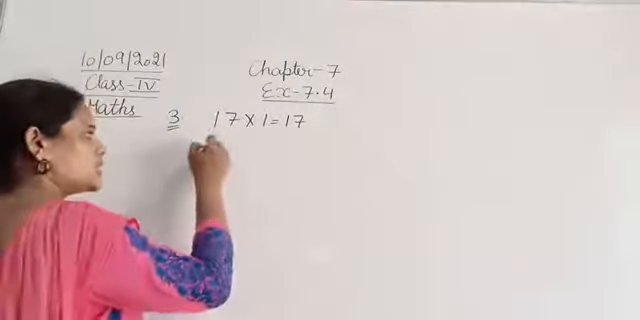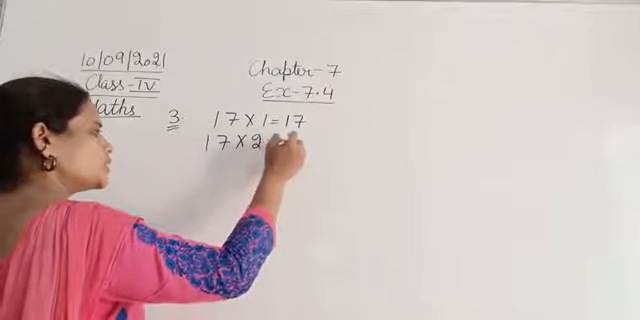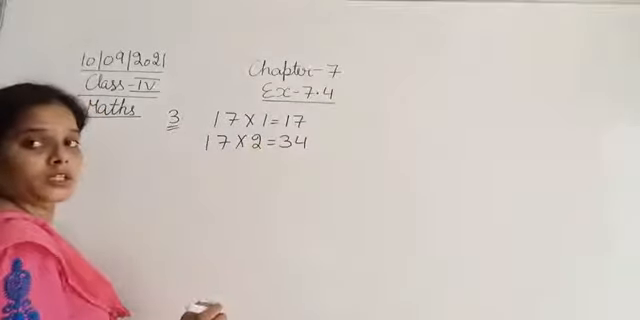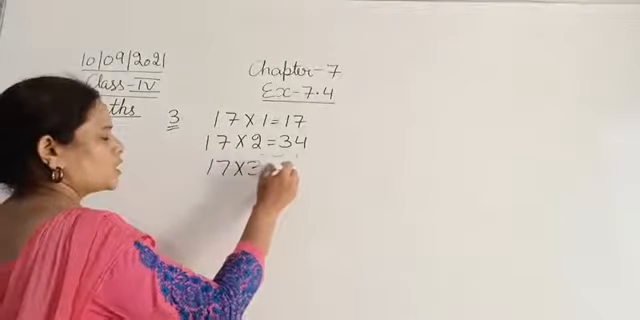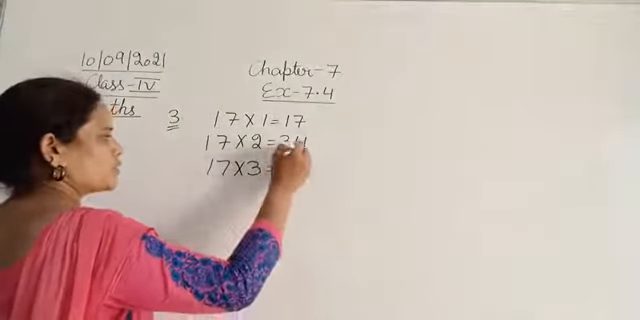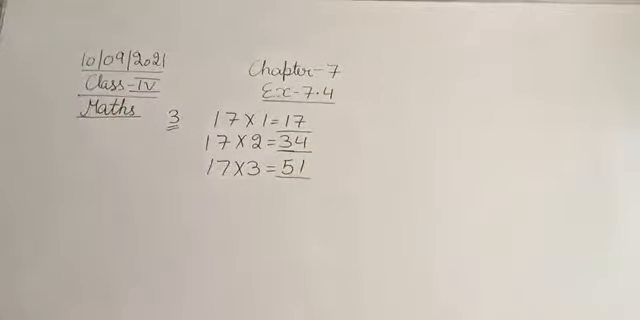17. 17 into 2 is equal to 34. 17 into 3 is equal to 51. So these are the first three multiples of 17.